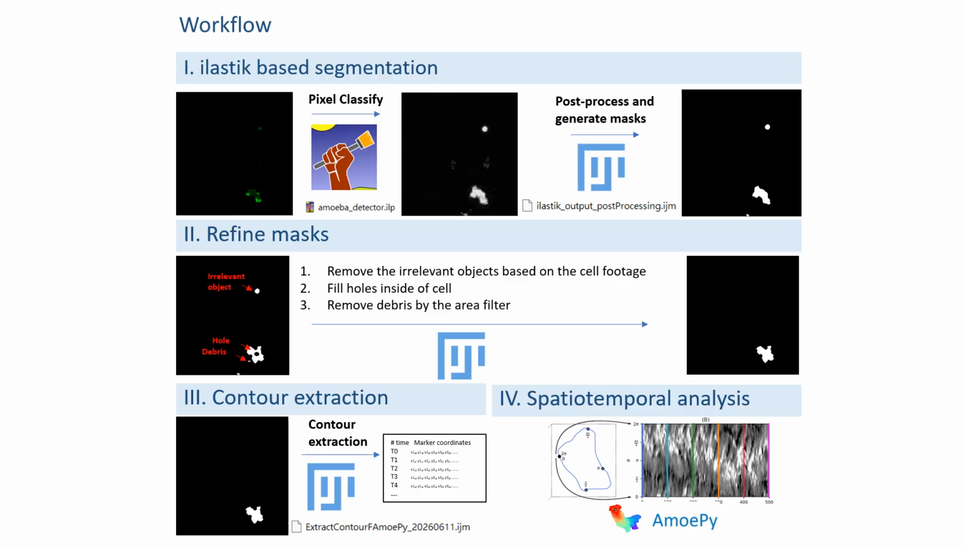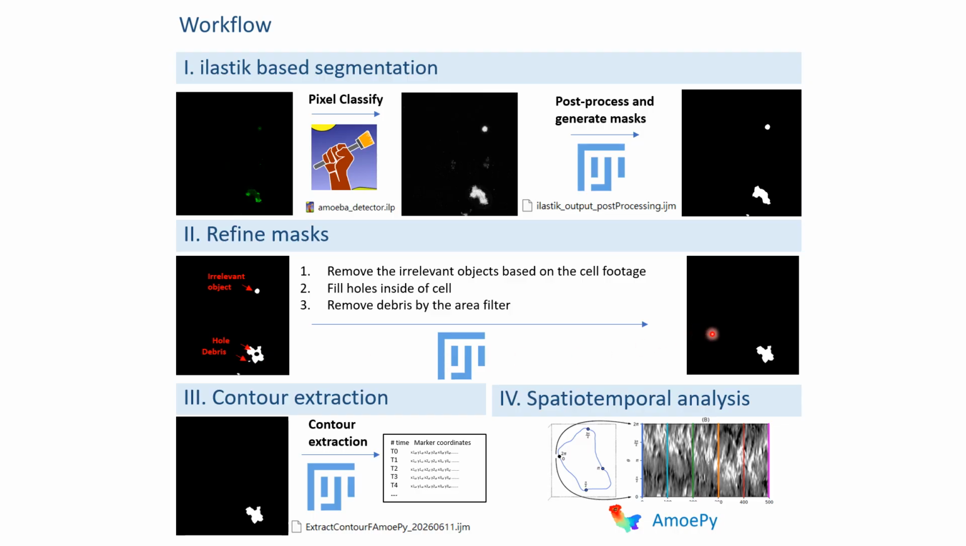This workflow consists of 4 major modules. First, we use Elastic pixel classification to identify cells and generate initial segmentation masks using Fiji. Since raw segmentation often contains imperfections, the second module focuses on mask refinement, including the removal of irrelevant objects, filling internal holes, and filtering out debris based on object size.